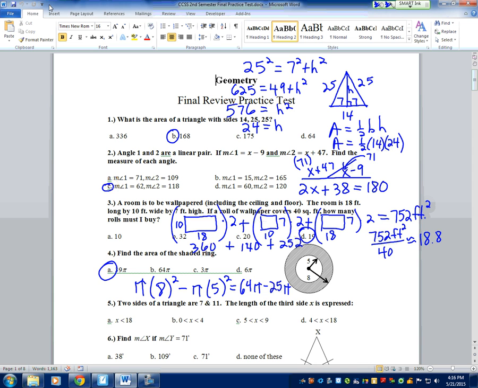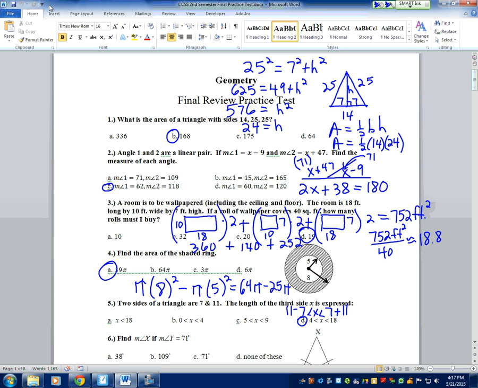Number 5 actually has a quick little trick. If you know 2 out of the 3 sides of a triangle, you can find all the other possibilities by adding them, and then you subtract them to get the other side, and you put the x in between. So it's got to be between 4 and 18, which is answer choice B. And that will cover all the possibilities on that.